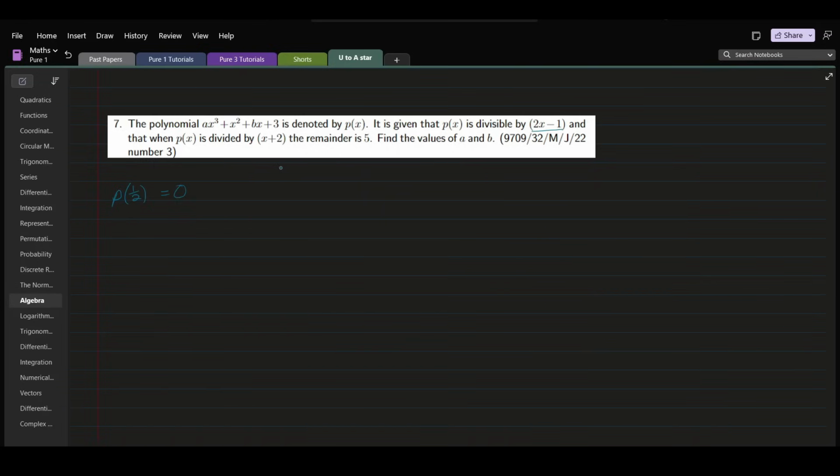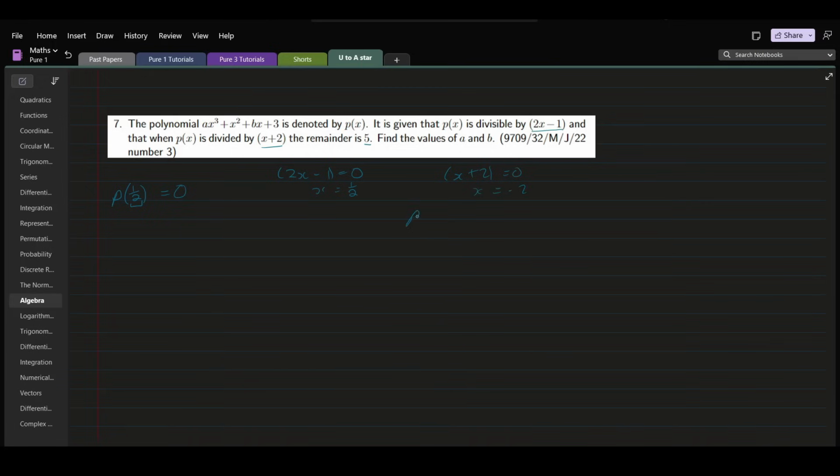So basically whatever makes the bracket 2x minus 1 equal to 0. So if you solve for x here, you'd get x is equal to 1 over 2, and that is the value that we use here. And then we are told that p of x is divided by x plus 2, and the remainder is 5. So again, what makes the bracket 0, x plus 2 equals 0? You'd end up with x is equal to negative 2.